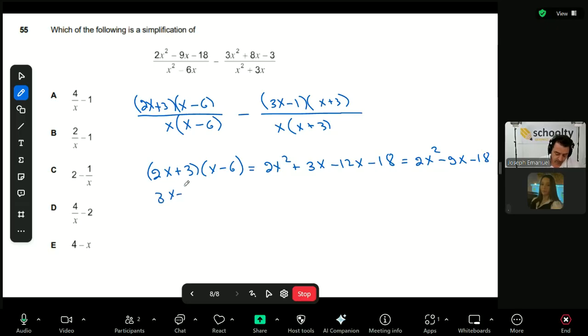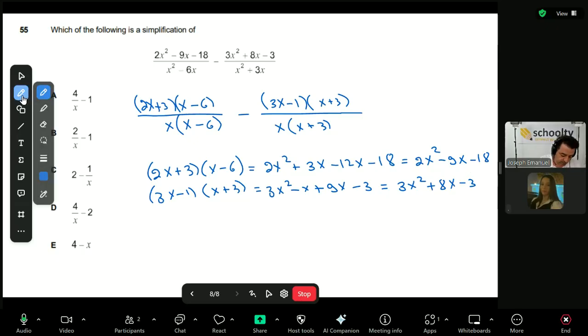Let's check the second one. 3x minus 1 times x plus 3. Let's see if it's correct also. You have 3x square, you have minus x, you have plus 9x, and you have minus 3, which is 3x square plus 8x minus 3. This is also correct. So we can take it from here, continue.